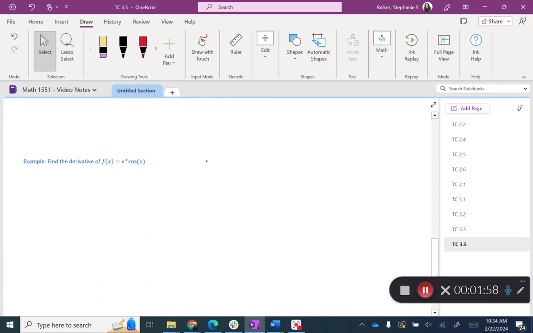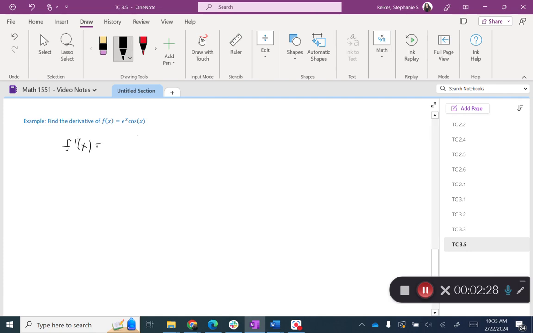Let's take a look at another example. Let's find the derivative of f of x is equal to e to the x times cosine x. Here we have two items multiplying each other, so we will need that product rule from the last video. Again, the product rule says the first times the derivative of the second plus the second times the derivative of the first. So let's go ahead and do that.